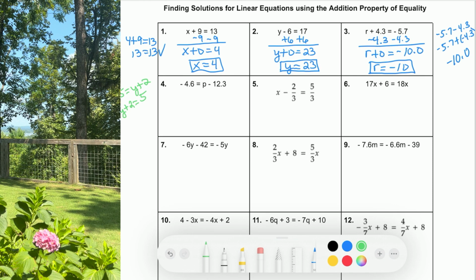I'm going to do that with number 4. I'm going to put the p minus 12.3 on the left side and the negative 4.6 on the right side. Same problem, I'm just flipping it. Now I want to move my minus 12.3. So I'm going to add 12.3 to both sides. I get p plus 0 equals, let's see, the difference between those two numbers, because they have different signs, is 7.7. And the 12.3 is the greater number, so it's a positive 7.7. So our answer is, in fact, 7.7.